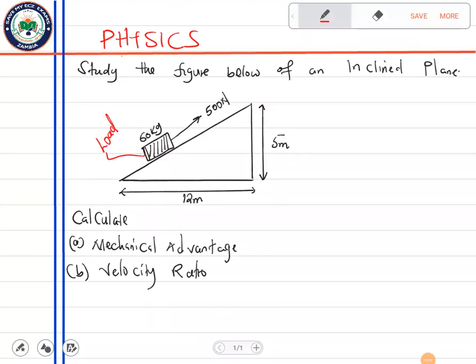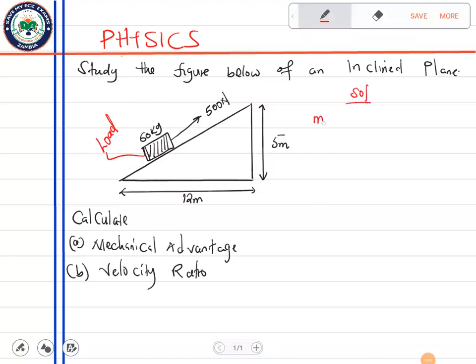So in this question, we are going to assume that this inclined plane is frictionless. That means there's no friction encountered during the motion of the load. So how do we find mechanical advantage? So let's look at the solutions here.